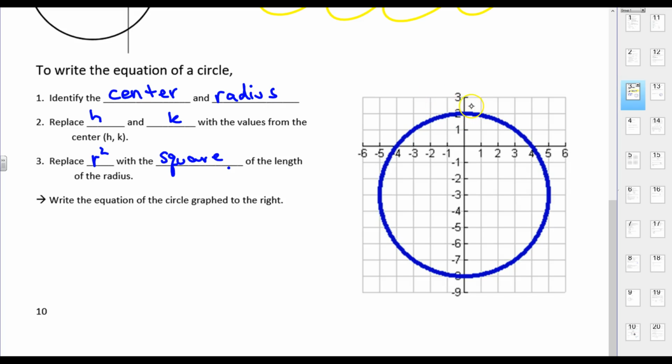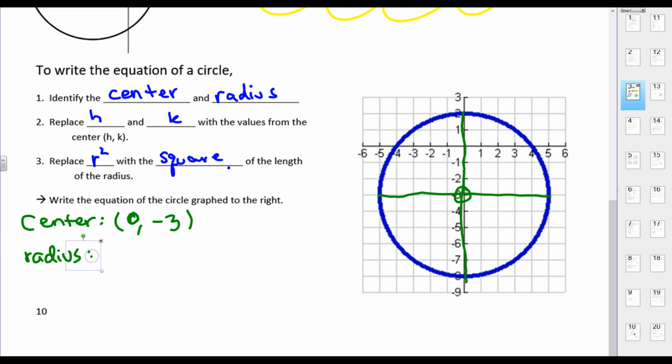Here I have a circle and I want to find the center. So what I'm going to do is draw two diameters, and I can tell that they're diameters if they go from the absolute edges of the circle. And I notice that my diameters are crossing right here at 0, negative 3. So my center is at 0, negative 3. And my radius, I can actually just count out to find it. I count 1, 2, 3, 4, 5 units.